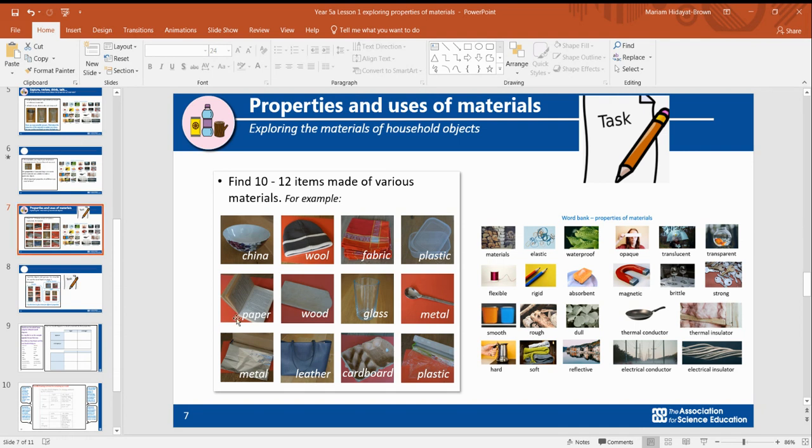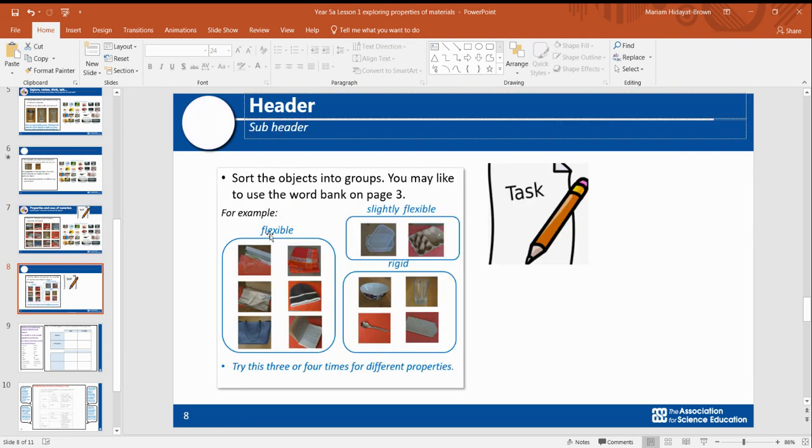Okay, so if we just remind ourselves of the objects which are shown here, we've got china, wool, fabric, a plastic Tupperware box, a book which is made of paper, a wooden chopping board, a glass, a metal spoon, aluminium foil there, a leather bag, cardboard and plastic. They've been organised into three groups and we've gone with the properties of being flexible. So this has been organised into one group. That's been organised as slightly flexible because although the egg box holds its shape, it does also have some flexibility because it's got a hinge on the lid, hasn't it?